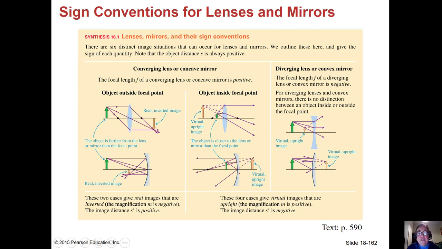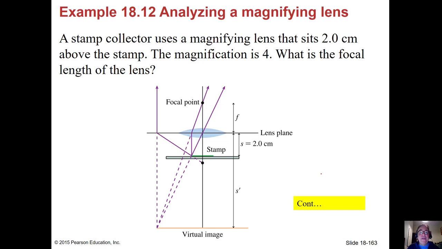Whenever you get an upright virtual image, that's where S prime is negative. So it's always negative for these. For a converging lens or concave mirror, S prime is positive in this scenario, or it's negative in that scenario. Here, S prime is always negative. Okay, good. So you've got to keep track of that. Maybe make yourself a little table of that.